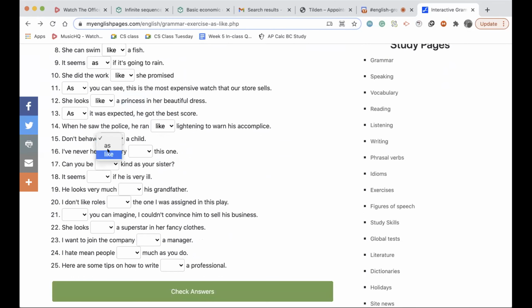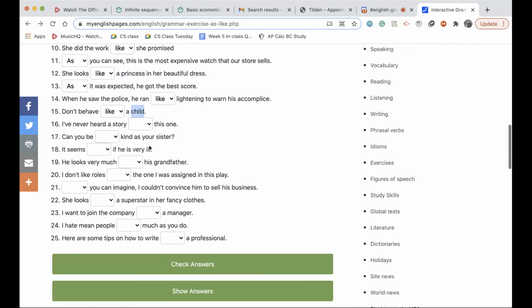Don't behave. So I think there's an implied "you". I think that's what it's called. And that implied "you" is being compared to the child in this story. Can you be as compare, like this one's comparing, what's it called? Like comparing... I don't know how to explain, but yeah, "as" is the correct answer here.